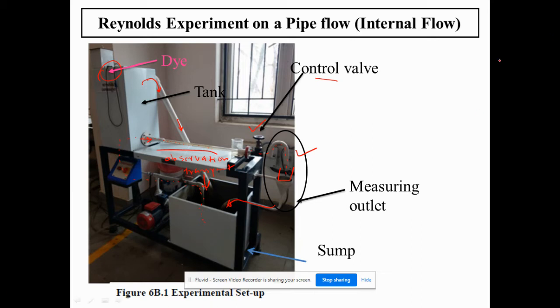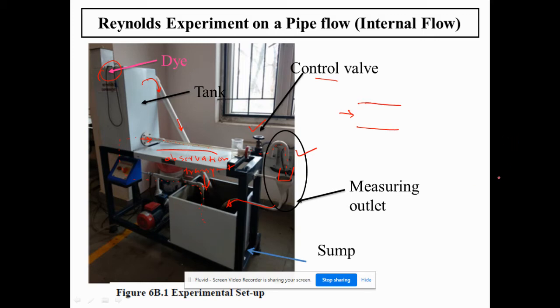Since it's an internal flow, the flow is confined by the boundaries. So we call this the internal flow. We can have this extended to the external flow also, but for this experiment, we will restrict ourselves to the internal flow, flow through the pipe.